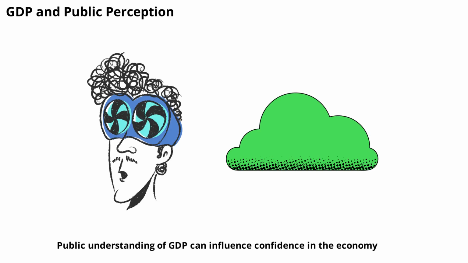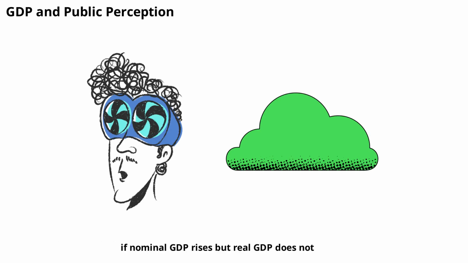Public understanding of GDP can influence confidence in the economy. When people hear about rising real GDP, they may feel more optimistic about job prospects and income. However, if nominal GDP rises but real GDP does not, the public may not experience real benefits. That's why clear communication about GDP is important.